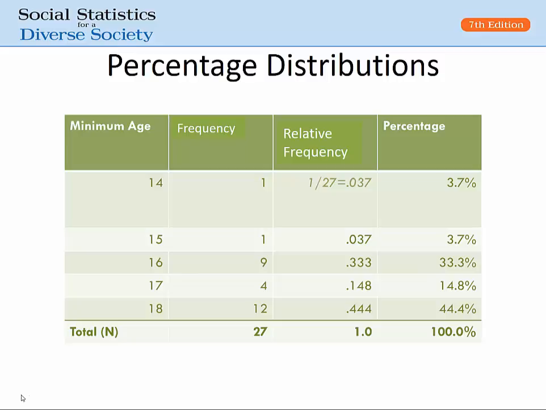And then in order to convert the frequencies to a percentage, we just multiply the relative frequency by 100. So 0.037 times 100 is 3.7. And that's the same for individuals who are 14 and 15. If we go down to the 16-year-olds, if we multiply the relative frequency, 0.333 times 100, it's 33.3%. In the next category, 0.148 times 100 is 14.8%. And in the 18-year-old category, 0.444 times 100 is 44.4%. And if we add those percentages together, we get 100% for the entire group.